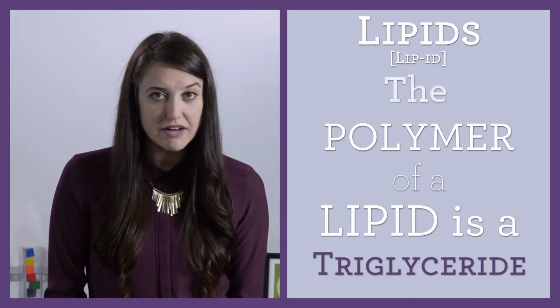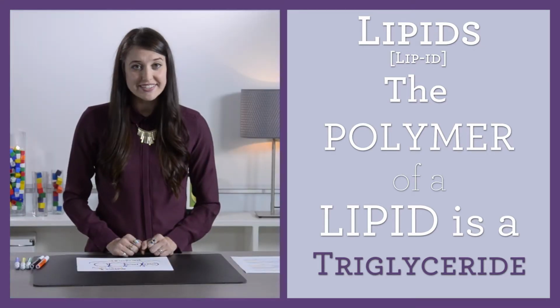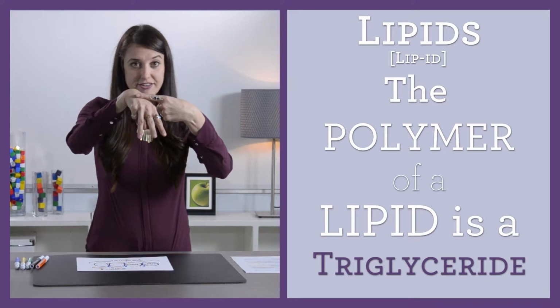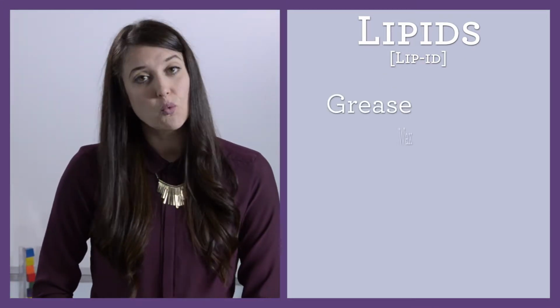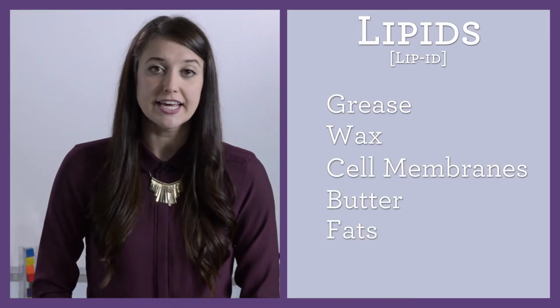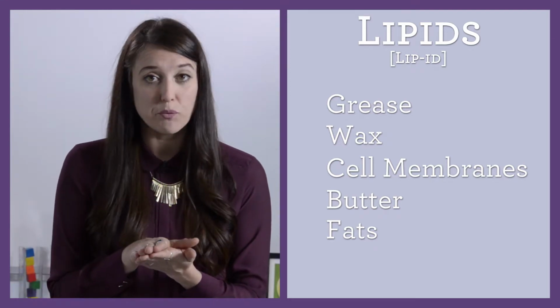The polymer of a lipid is going to be a triglyceride. Triglycerides are made out of a glycerol head and 3 fatty acid tails, just like that. So lipids are found in grease, wax, cell membranes, butter, fats, things like that. Anything that's greasy or waxy and it doesn't mix with water.